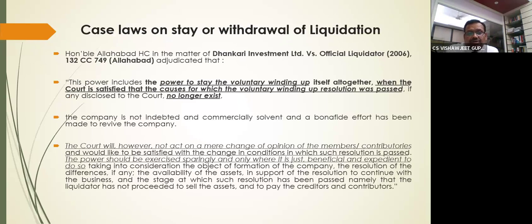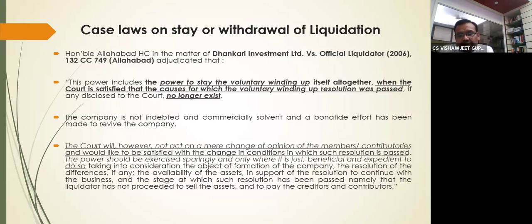There are some case laws on stay or withdrawal of liquidation. The Honorable Allahabad High Court in the matter of Dhankari Investment Limited versus Official Liquidator adjudicated that this power includes the power to stay the voluntary winding up itself altogether when the court is satisfied that the causes for which the voluntary winding up resolution was passed no longer exist, the company is not indebted, is commercially solvent, and a bona fide effort has been made to revive the company. Right?